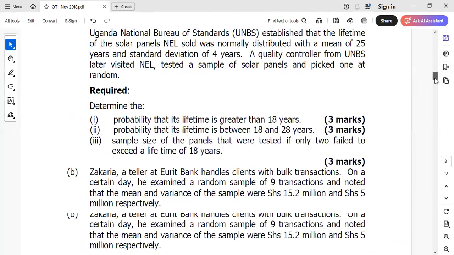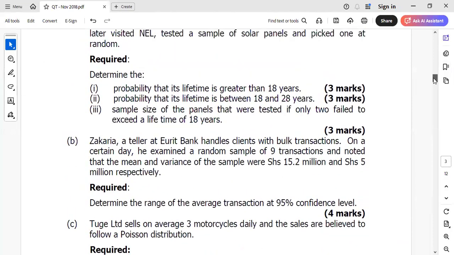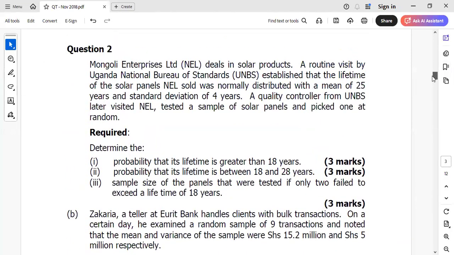Okay. And you have good marks here. Very good marks on part A. You have like 9 clean marks. These are really very, very clean. You can score these marks within a few minutes.